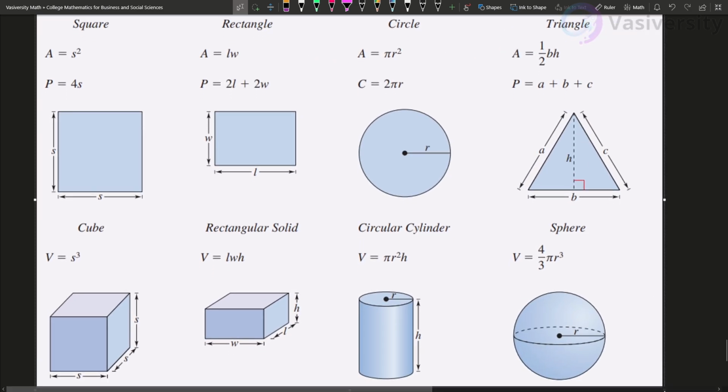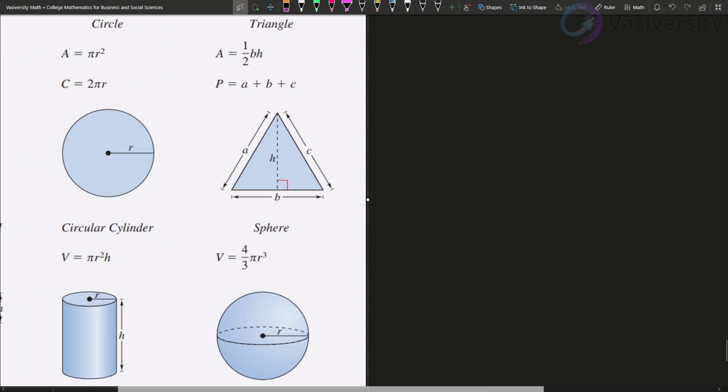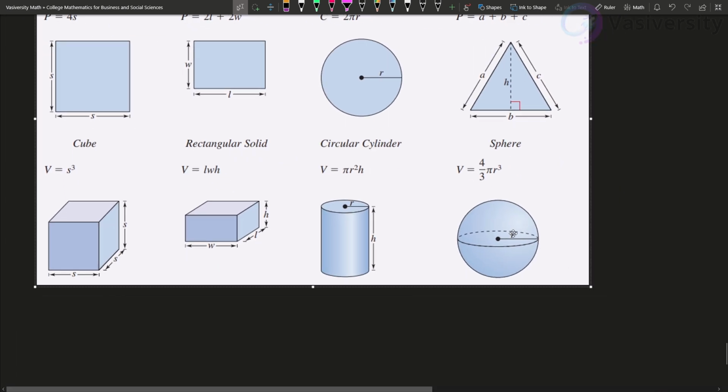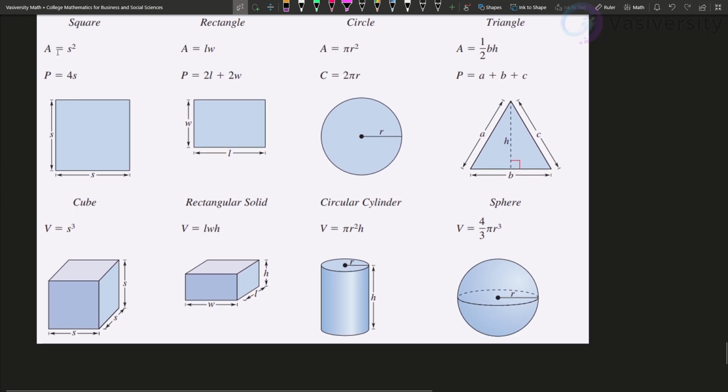Here we will have the following. For a square with side length s, the area is going to be s squared. The perimeter is going to be 4s, because the perimeter is the sum of all sides. In this case, we simply have s plus s plus s plus s, and since they're all the same, it's just going to be 4s. For rectangles, it's a little different.